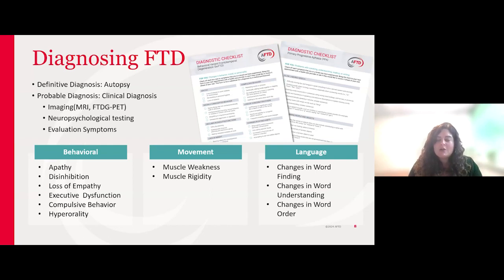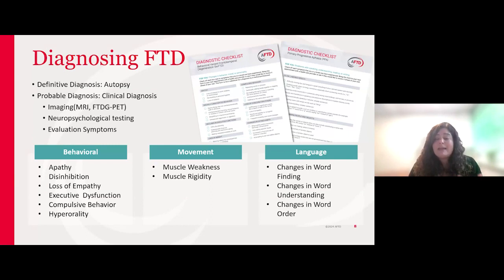Right now, when we diagnose FTD, the only definitive way of getting a diagnosis is through autopsy. But typically what we do is we get a probable diagnosis. And if you have an FTD ALS diagnosis, that is most likely the diagnosis you were given. What they're looking at is MRI or PET scan imaging, trying to see, is there damage or atrophy occurring in the frontal and temporal lobes of the brain? And then in addition, they're looking at neuropsychological testing and they're evaluating symptoms. What's happening with the person? What are the changes that we're seeing?